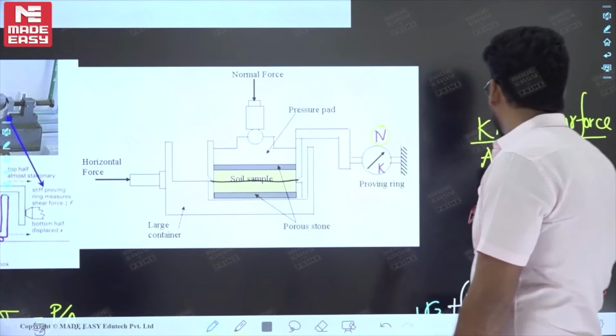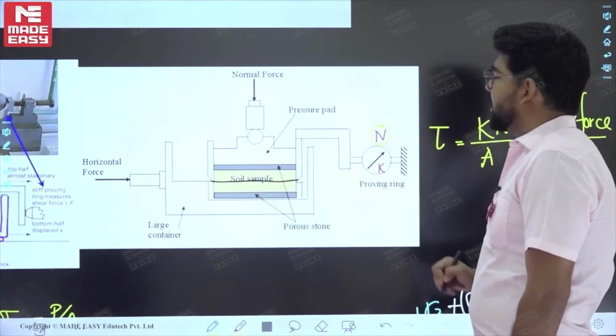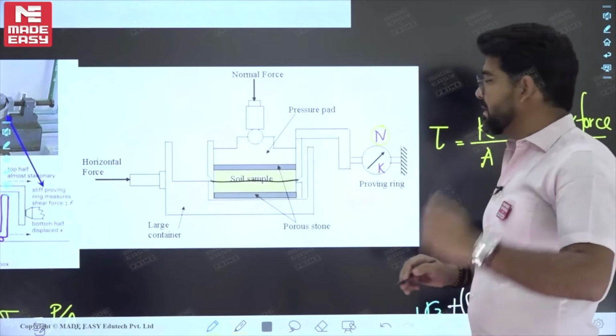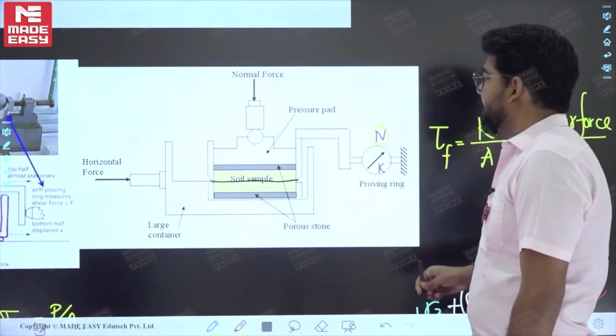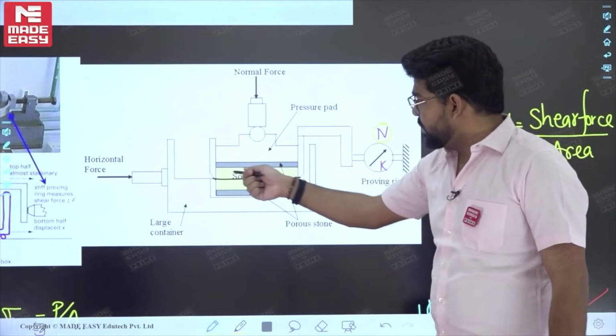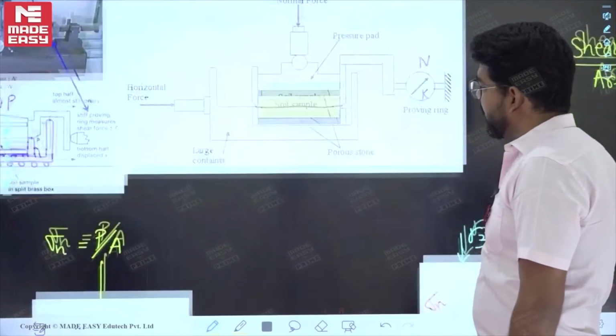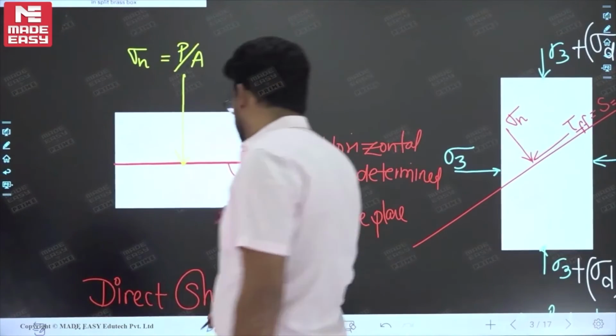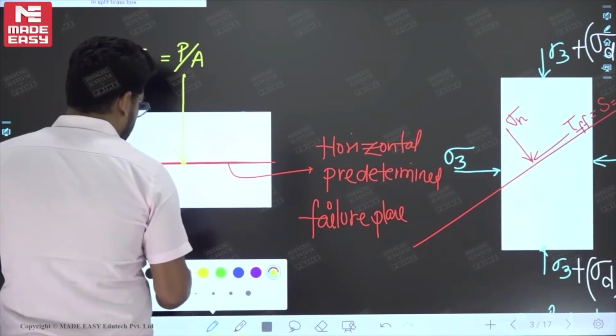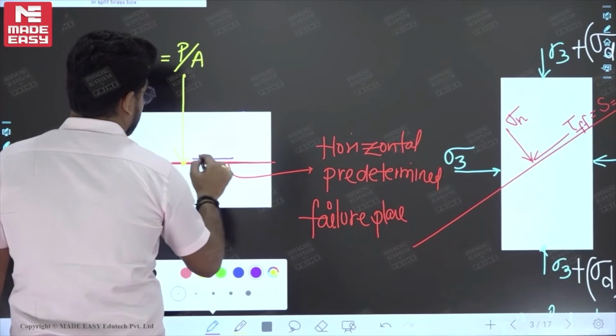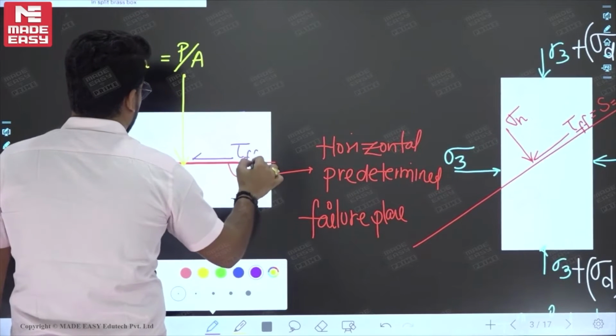Okay. So now we can say that this will be equal to shear stress. And the point to be noted is that this shear stress is at the time of failure. It means this shear stress, this Kn by A, will be the shear stress at the time of failure, which we can say is like this. So this is tau f.